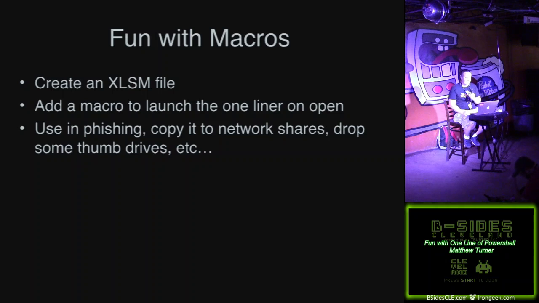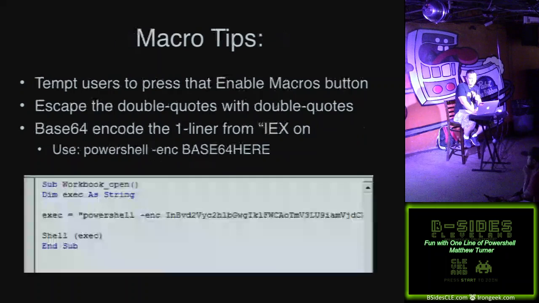So I just went at it and made a simple spreadsheet, made it look like it would disclose salary information if you enabled macros, and that was that. So here's some tips when you're using macros. You do want to encourage clicks, so dress up the spreadsheet a little bit. When you're writing your macro, the double quotes inside the one-liner need to be escaped with double quotes, but the better option is to just base 64 encode the one-liner. That way it's just not obvious to whatever user is just looking at it.